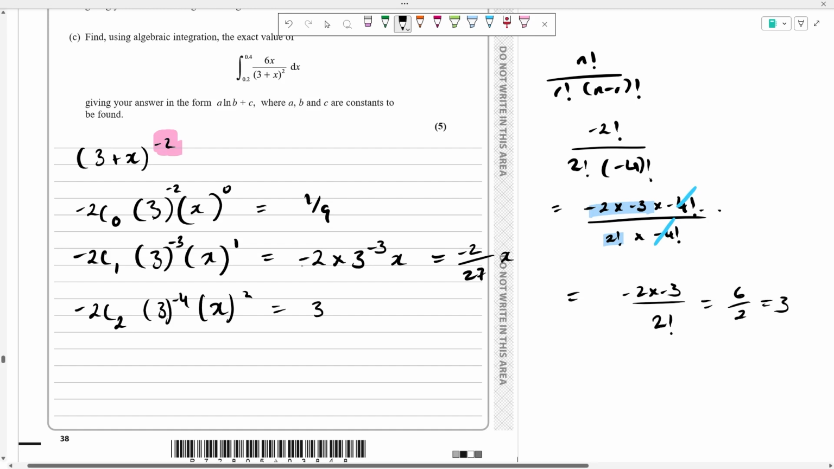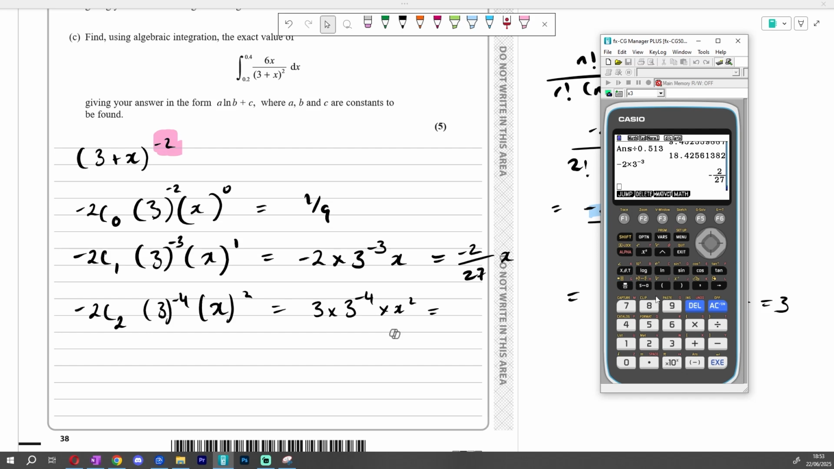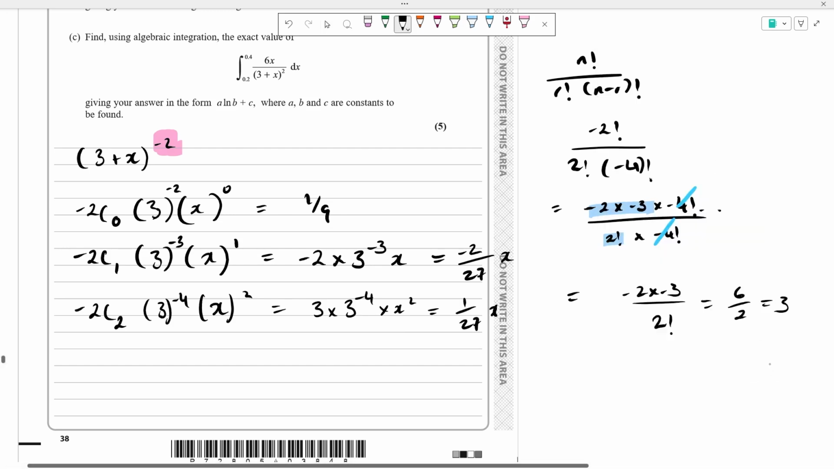So that gives you 3 times by 3 to the minus 4 times by x squared. And we can stick that into a calculator like so. And that gives you 1 over 27 x squared. And that's going to be your full expansion. If you want to practice this method and see how it works, I'll give you a couple more real quick, and you can skip ahead for those who are not interested. It's completely fine. And this should be your full expansion.